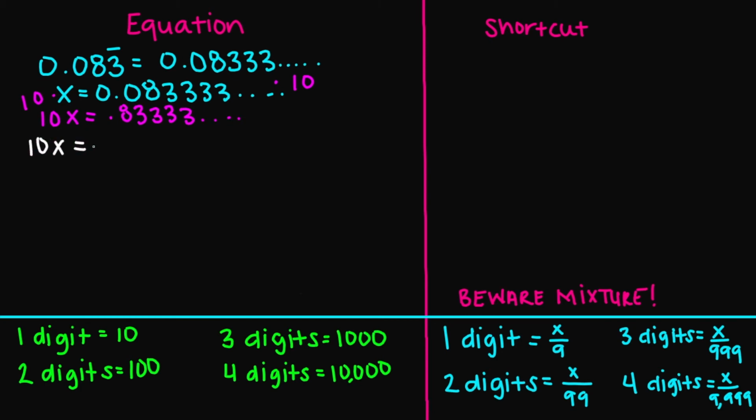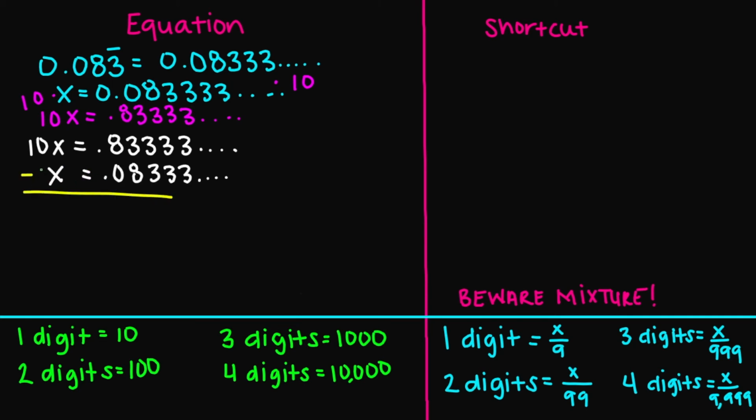Now we're going to rewrite our equation so that the 10x is on top. So 10x equals 0.83333 repeating. And then I'm going to add my x here at the bottom. So 10x minus 1x, this is going to be 9x. And when you subtract, you're going to get 0.75. I'm going to divide both sides by 9. So you're going to get x equals 0.75 over 9. However, I do want to go ahead and get rid of this decimal that's here in my numerator.